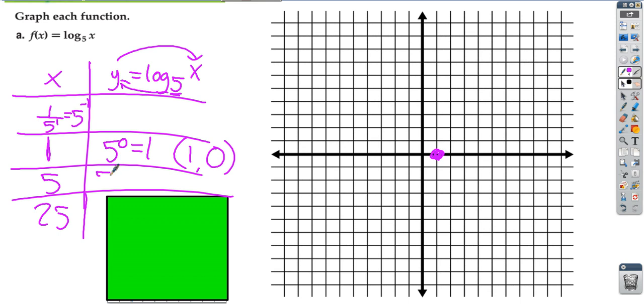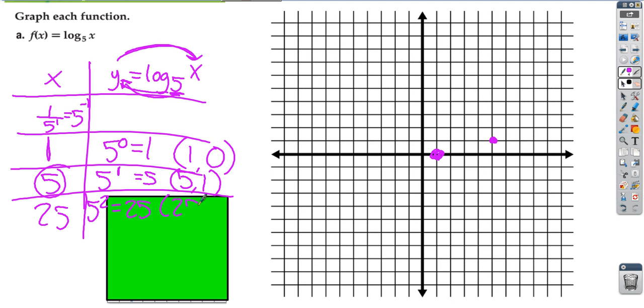Okay, then 5 to what power? Again, we're taking this number and we're raising it to the y power in order to get x. So I already know that x in this example is 5. What power do I have to raise 5 to get 5? I have to raise it to the 1. So that means the point x equals 5, y equals 1 is on this graph. So that should put us right here. And then 5 to what power is equal to 25? That would be 5 to the second.